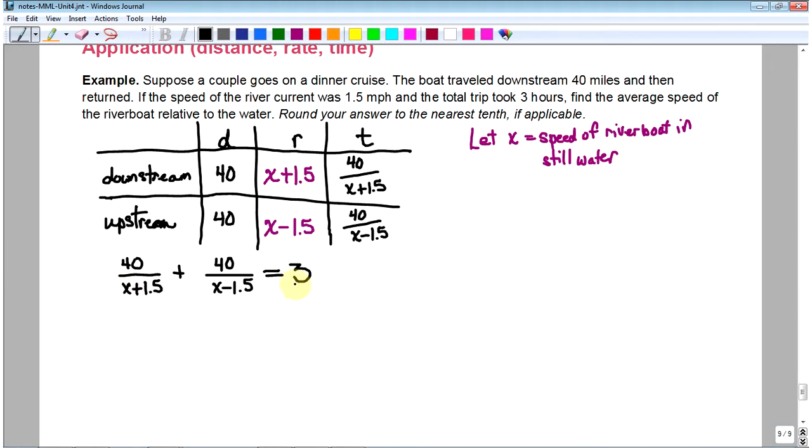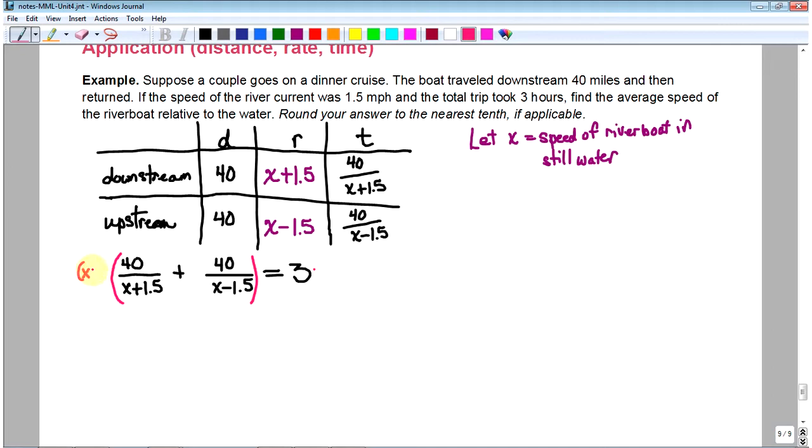Now this equation is called a rational equation, where we have variables in the denominator. To solve this type of equation, we need to get rid of the denominator. And the way that we're going to do that is by multiplying each side of the equation by our least common denominator to get them to cancel out. So let's start with our first denominator, x plus 1.5.